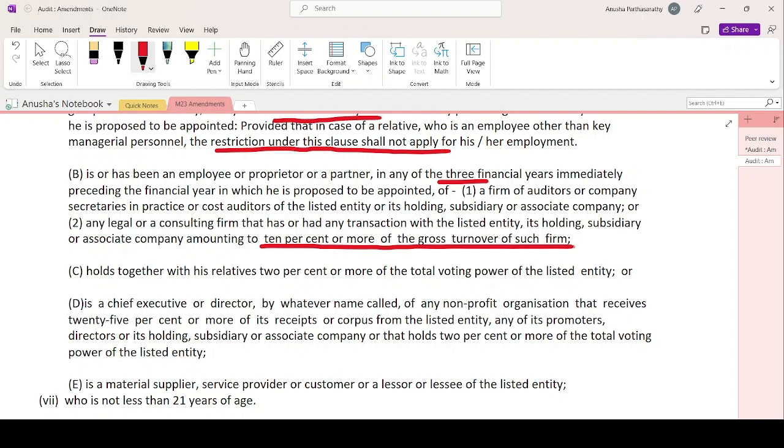That's why if there had been some employee, proprietor or partner in such a legal entity, then he shall not be an independent director. Also one who holds together with his relatives 2% or more is not allowed.